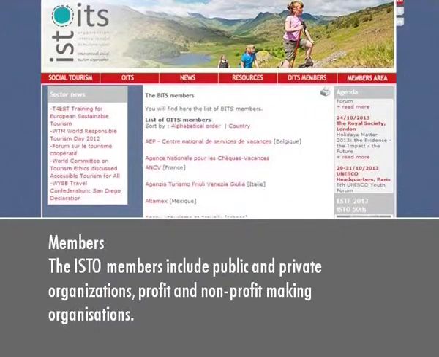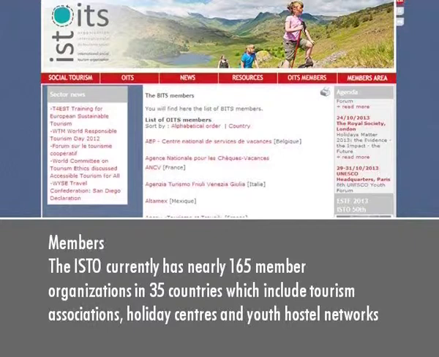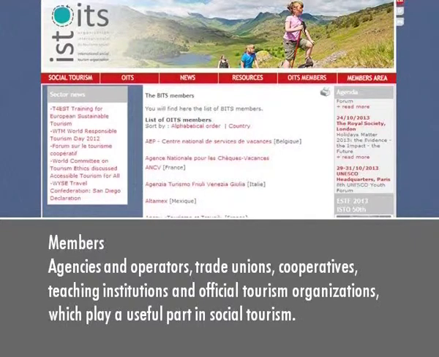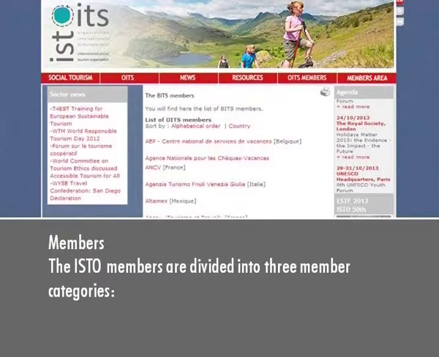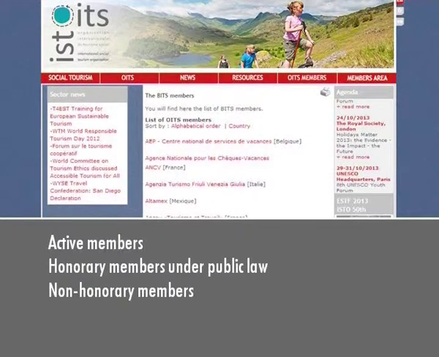Members. The ISTO counts amongst its members public and private organizations, profit and non-profit making ventures. Among them are tourism associations, holiday centers, and youth hostel networks, agencies and operators, trade unions, cooperatives, NGOs, teaching institutions, and official tourism organizations, all of which play a useful part in social tourism. The ISTO currently has nearly 165 member organizations in 35 countries. The ISTO members are divided into 3 member categories: active members, split into 3 fee levels, honorary members, under public law, and non-honorary members.